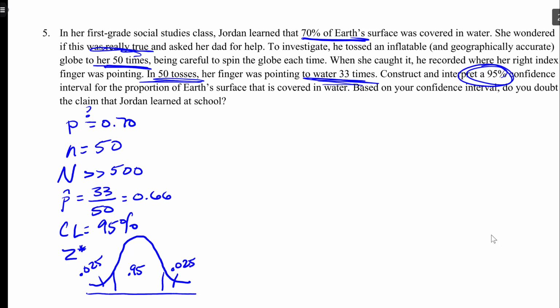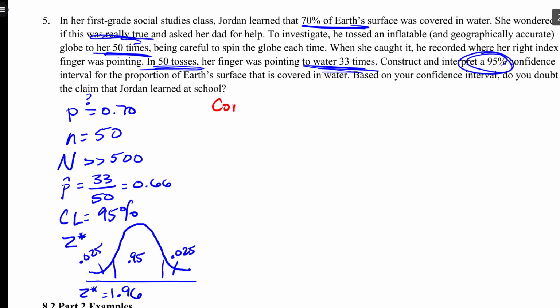Take a second, look at your Z table, and find your Z star. Go ahead and pause the video and then resume once you've found it. This gives me a Z star of 1.96. So I've written down everything I know. The next thing I want to look at is, what are my conditions that I need to check? So let's go ahead and check some conditions.